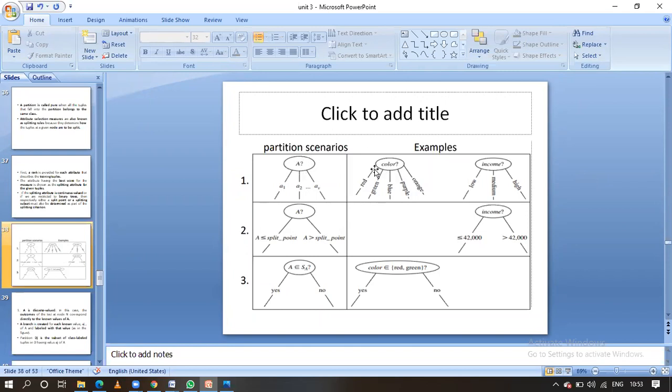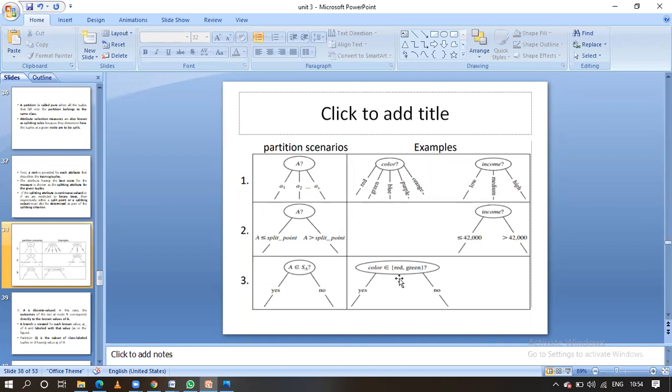This is the first one, that is subset. For each and every node, they will have different outputs. Partition subset one. And coming to this one, this is a split point partition, guys. Split point comes in for numerical values: less than 42,000 and greater than 42,000. Coming to the last one, that is the color below, this also comes under split subset, guys.